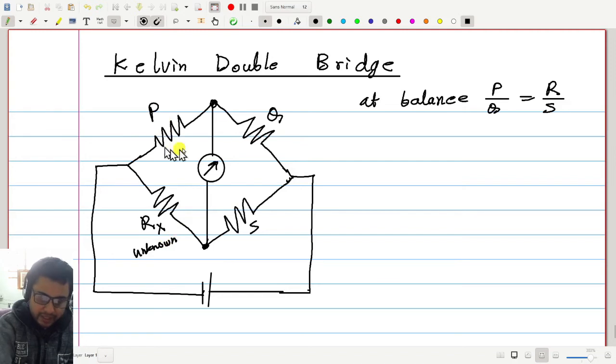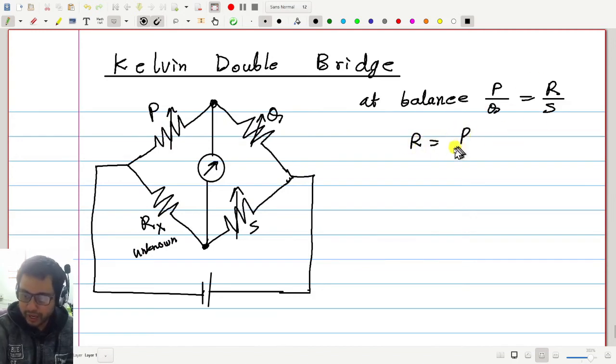then you can pick other resistances to be known and variable. This is unknown and not variable. You change these other resistances until you get balance. When you get balance, then you can say, okay, Rx will be, from here, P by Q into S. You know all these resistances, so you can get Rx unknown.